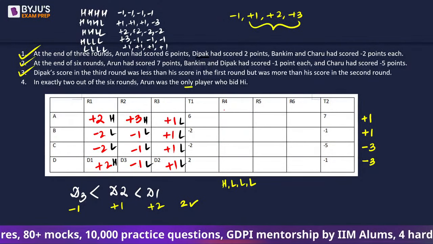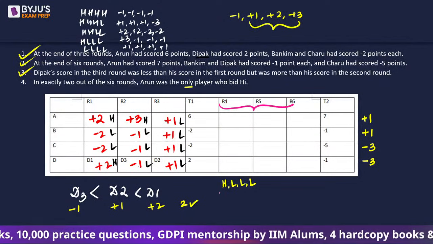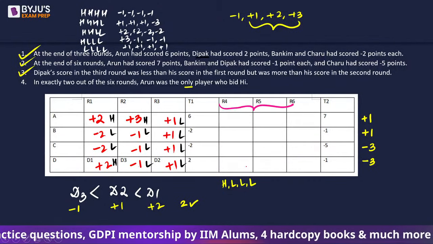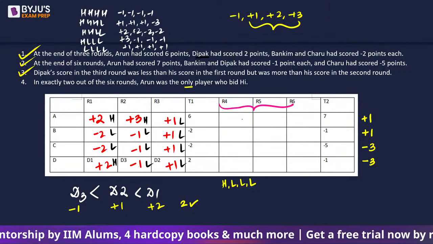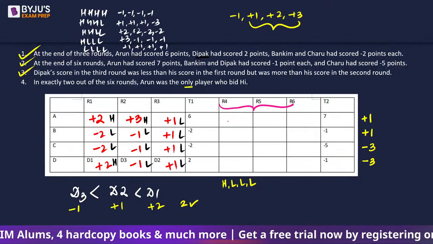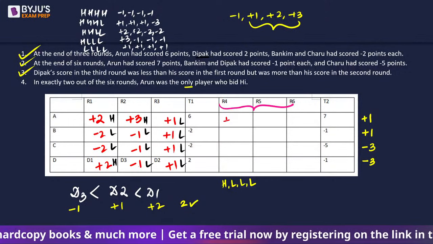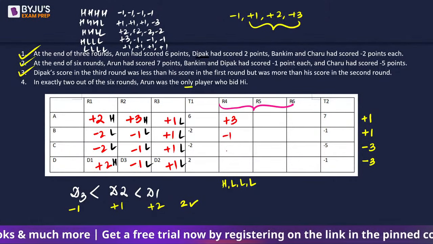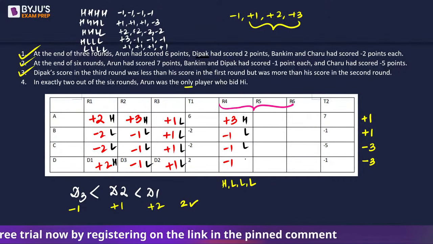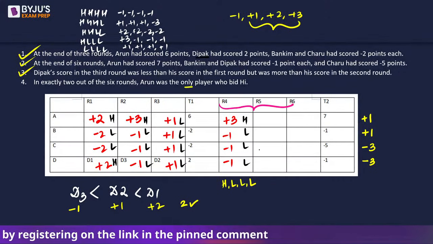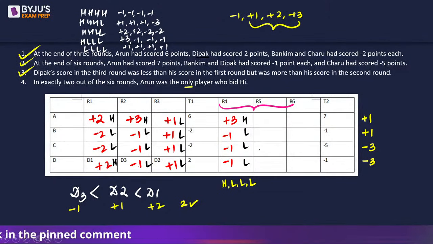So what I'm doing is I write it like this. I'm clubbing them. I don't know which one is round 4, which one is round 5, which one is round 6. I don't know the sequence. Okay. So Arun is going to have a high and the others are going to have a low. Which round? No idea. So H triple L. This is exactly 2 rounds where Arun was the only player who bid high. I am talking about H triple L. So we are done with the fourth statement as well.